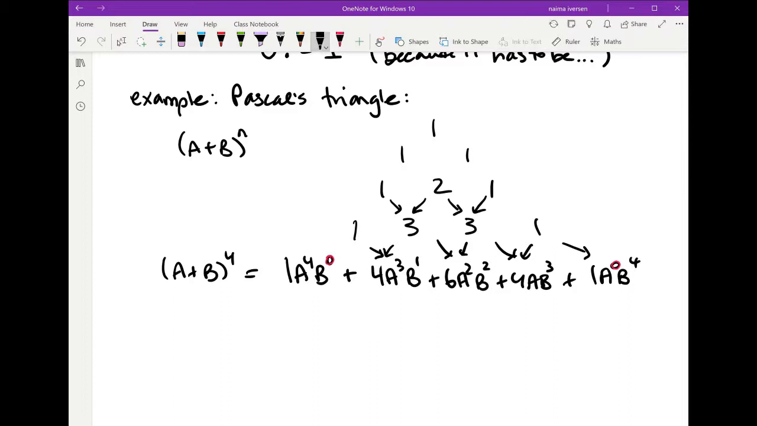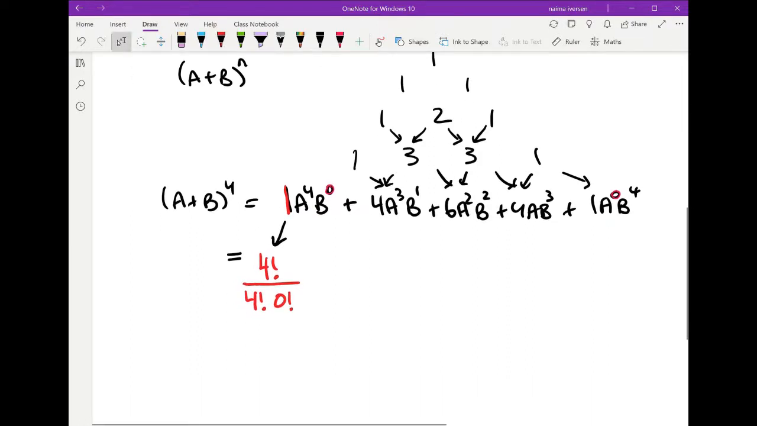Well, factorials also help. For a plus b to the power of 4, the number 1 that you have at the front is equal to 4 factorial divided by 4 factorial times 0 factorial. So 4 factorial is 4 times 3 times 2 times 1, which is 24. 4 factorial on the bottom is also 24, and 0 factorial is defined to be 1, so you're going to get 24 over 24, which is 1. And you would get a to the power of 4 and b to the power of 0. Remember that we are expanding a plus b to the power of 4 here.